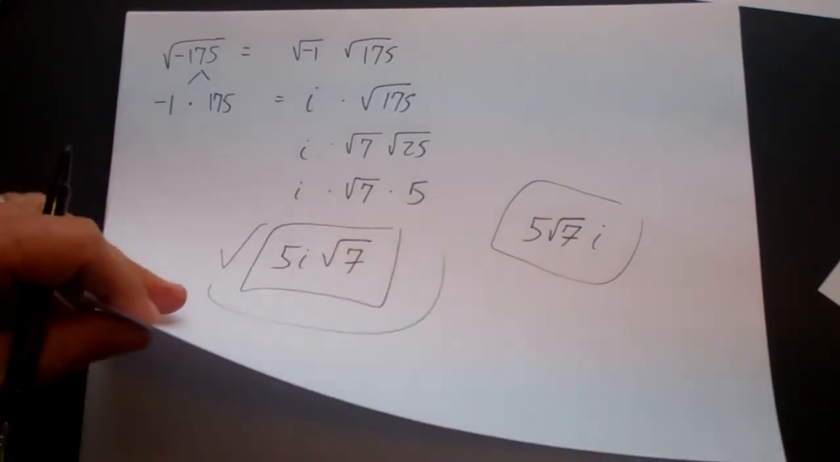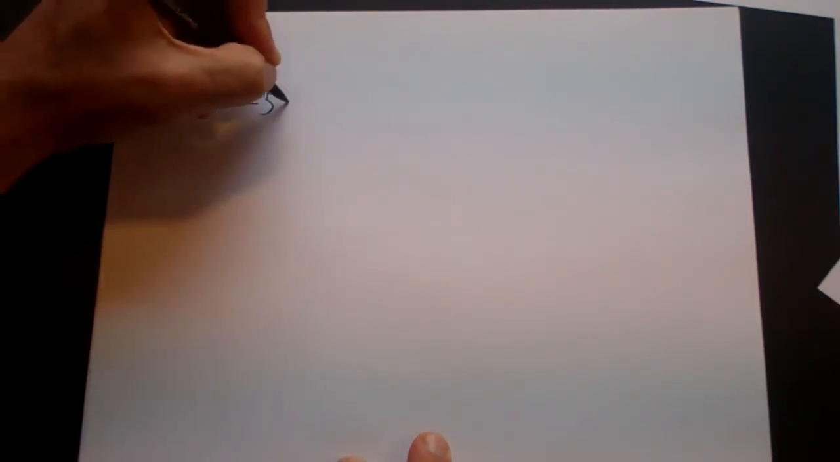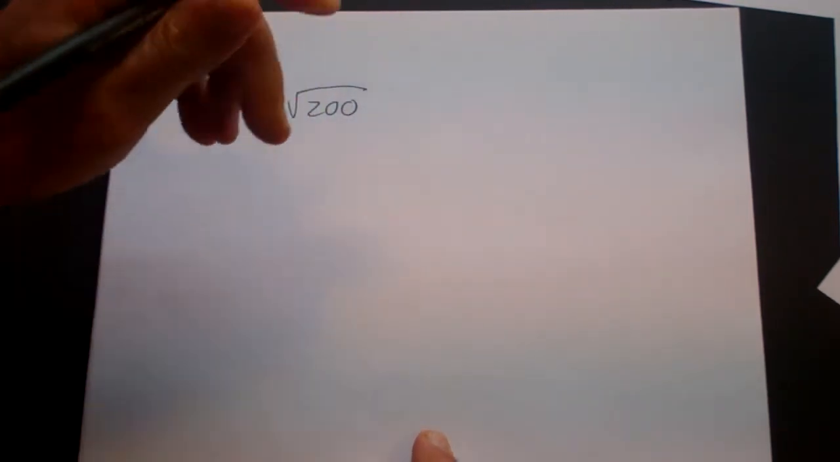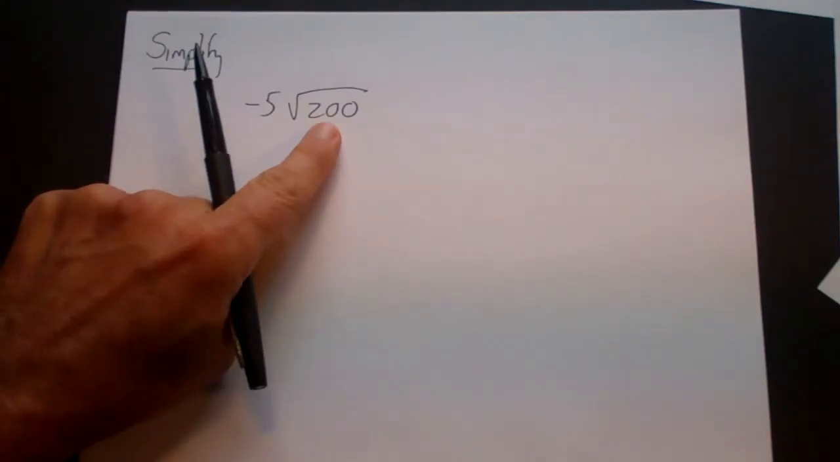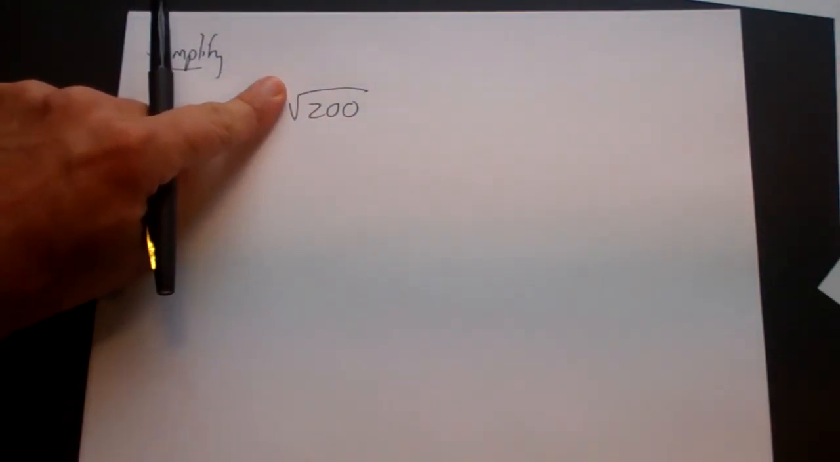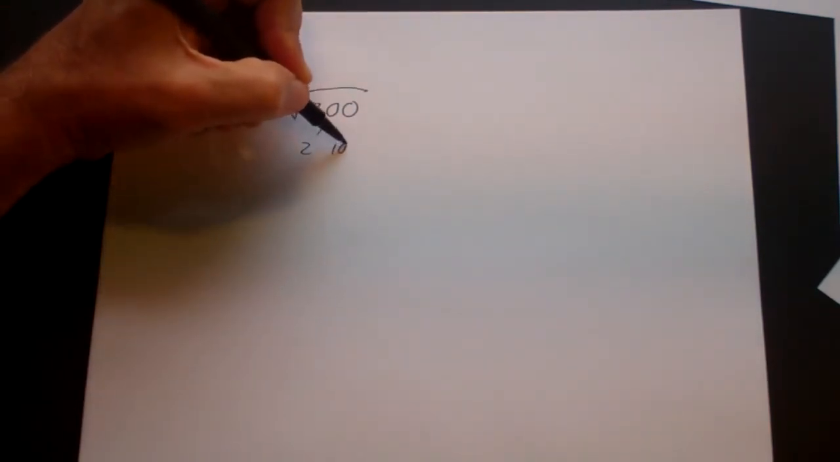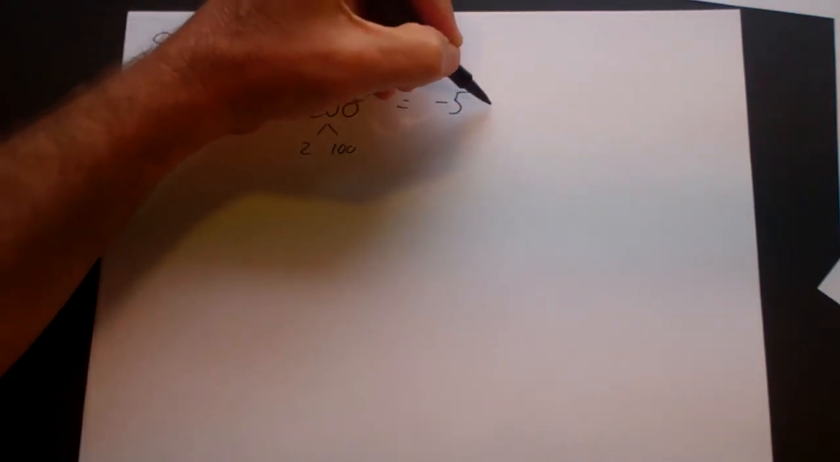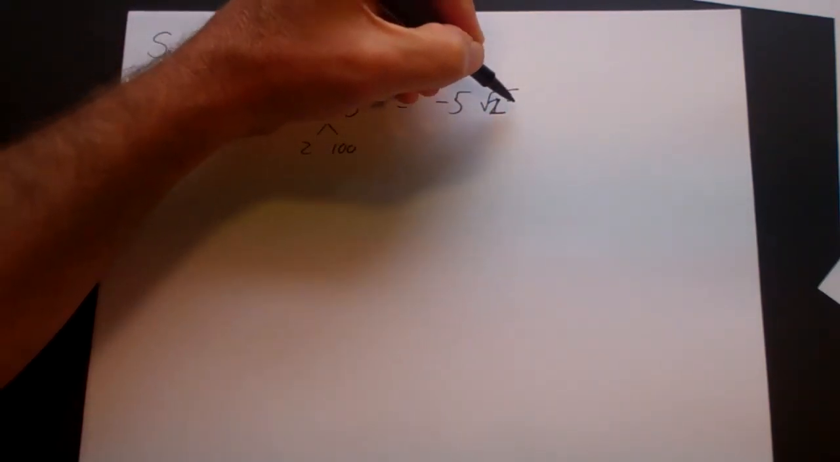One thing you want to be careful of here is to not get confused about the negative sign. So let's simplify minus 5 square root of 200. Now this looks similar to the problems that we've been doing, but this is actually a problem from Algebra 1. Look underneath the square root. That's a positive number. So to start with, you just ignore the number outside the square root. Simplify square root of 200. That's simply 2 and 100.